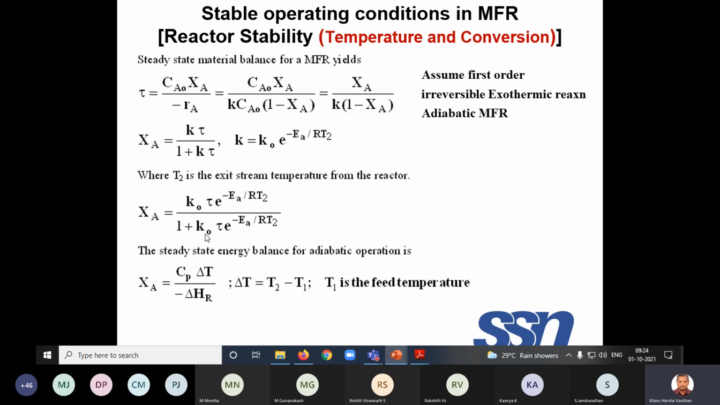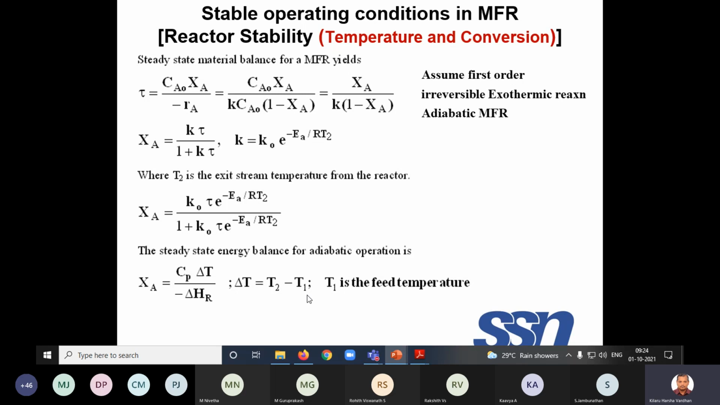This is your material balance line. Now, what is the energy balance line? The steady state energy balance line is XA is Cp delta T by delta HR. What is delta T? T2 minus T1. So T1 is the feed temperature, T2 is the temperature to which you have to rise.